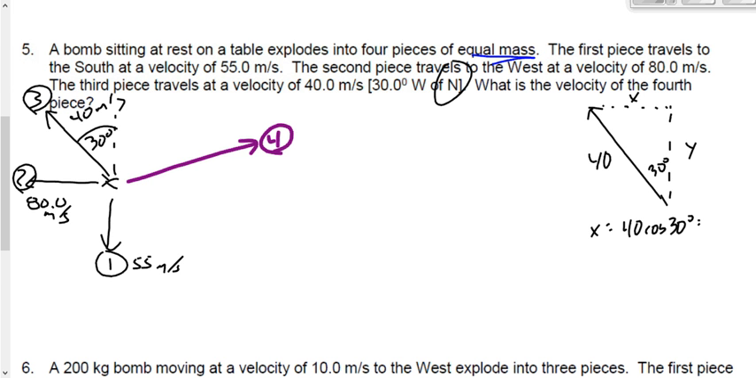wait, what did I do? I didn't even do that on purpose. That was just a mistake that I made not on purpose. At least I caught it. Which side of the triangle is X? Opposite, so which trig function am I going to use? Not cosine, sine. X is equal to 40 sine 30 degrees. Or sine 30 is equal to X over 40. This gives us 20. And Y is equal to 40 cosine 30 degrees, which ends up being equal to 34.641.